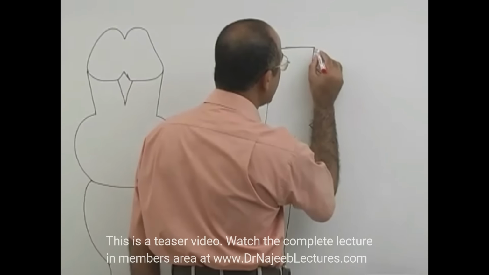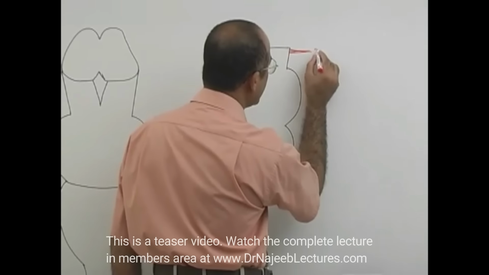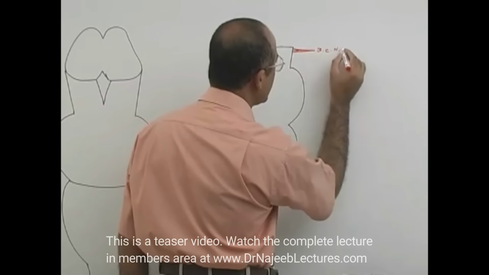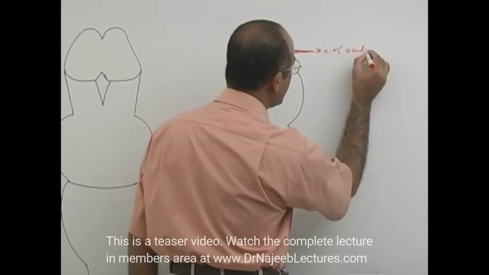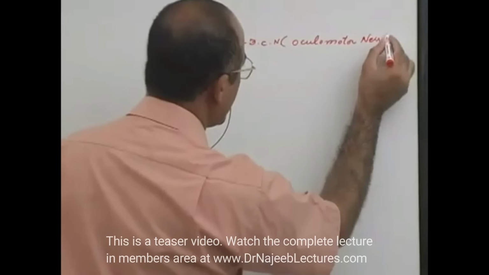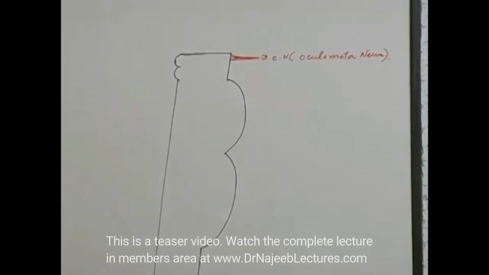Right, so this is the nerve which is coming out, and what is this nerve? Third cranial nerve. And what is the name of this nerve? Oculomotor nerve. Right? Now, the fourth cranial nerve.